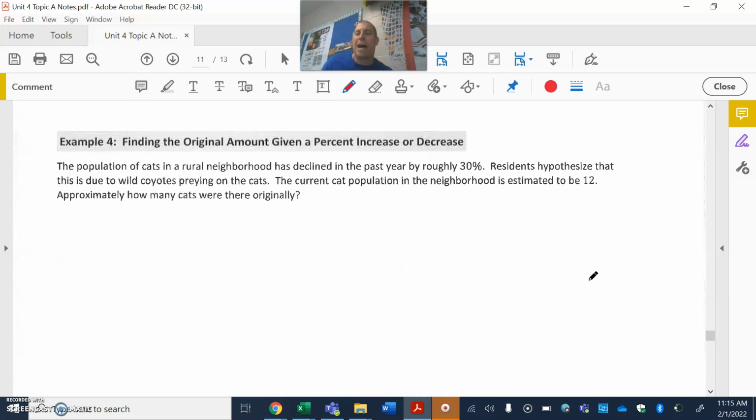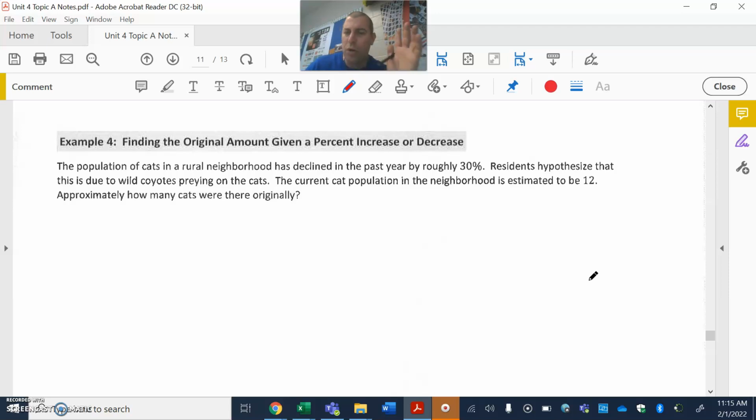Here we go. Population of cats in a rural neighborhood has declined in the past year by roughly 30%. Residents hypothesize, all right, I was worried about that word. I don't know if I was going to pronounce it correctly. I think I did a good job, though. That this is due to wild coyotes preying on cats. Oh my goodness. The current cat population in the neighborhood is estimated to be 12.